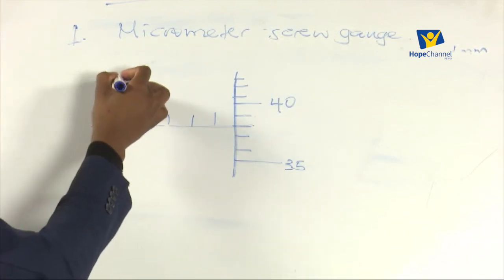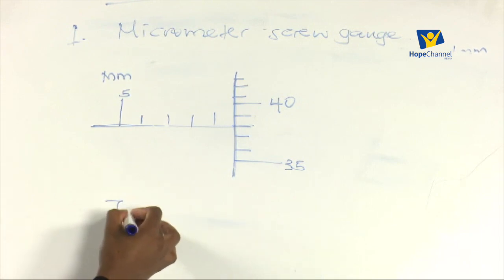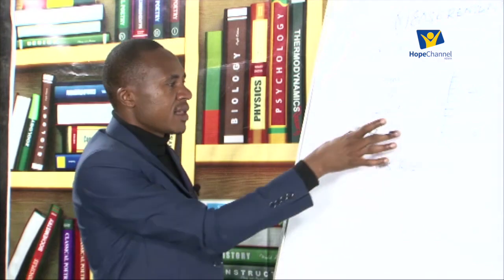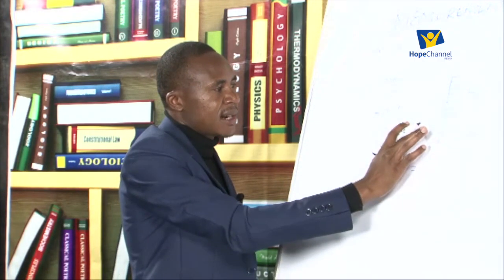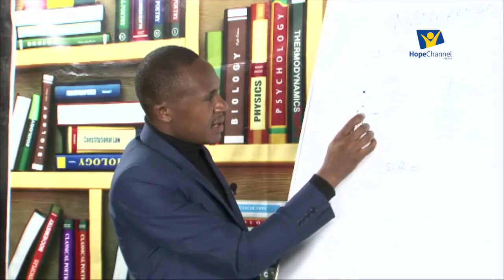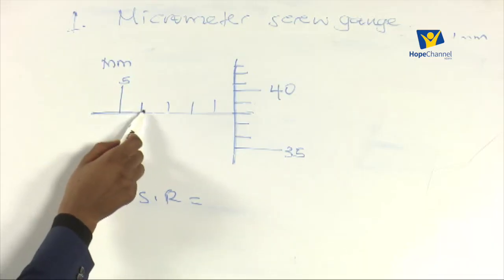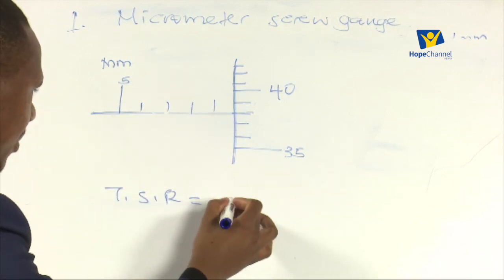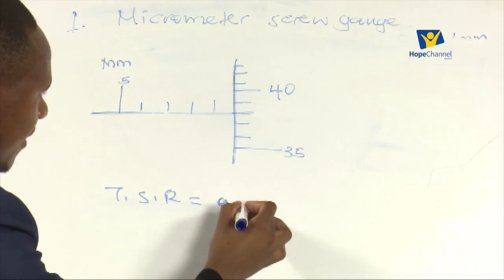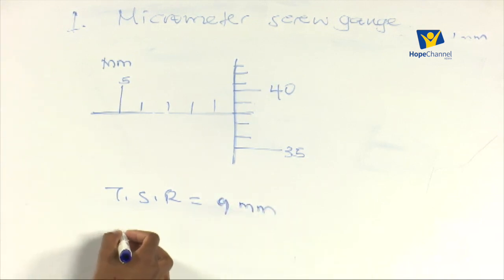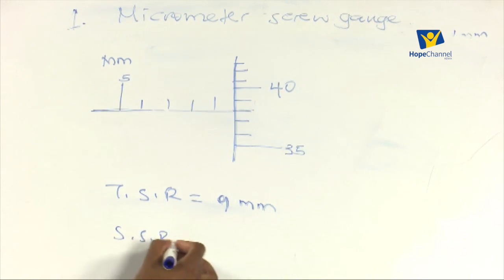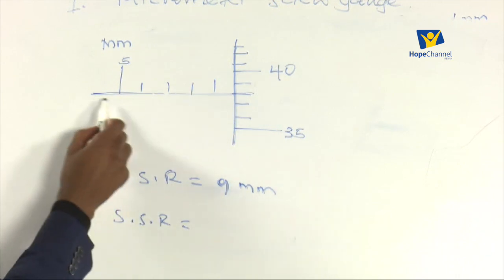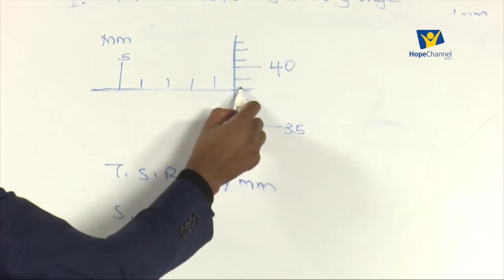Now, again, this is calibrated in millimeters. The thimble scale reading for this one will be equal to the last division that we are seeing displayed there on the thimble scale. The thimble scale is the one which is straight. So if this is 5, then it tells us this is 6, 7, 8, 9. So that becomes 9. But because it is in millimeters, we have 9 millimeters. Then we also have a task of getting the sleeve scale reading. For the sleeve scale reading, we need a mark or a division that is coinciding with the horizontal line of the thimble scale. That division is this one here.